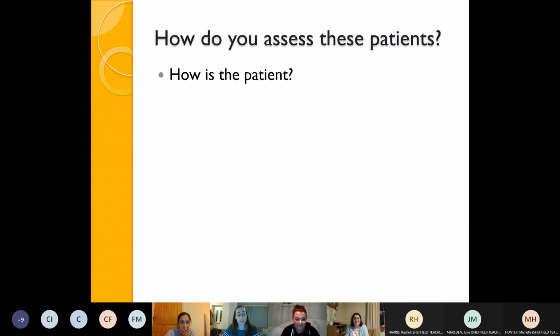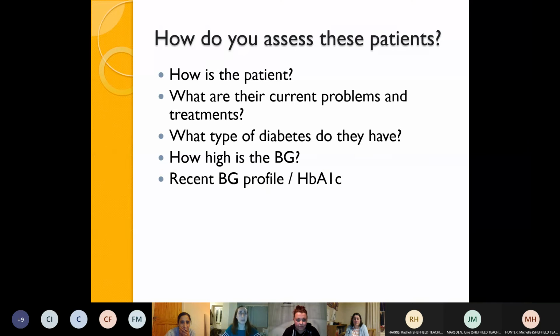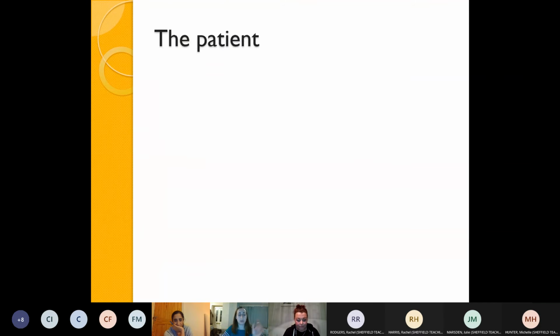So you want to know, how is the patient? What are they actually being treated for? What type of diabetes do they have? How high is the blood glucose? Are we talking a hyperglycemia of 18, or greater than 27.8? Is this a new thing, or is it always like this? What treatment are they on? Sometimes you might want to know, when did they eat? If they just had a bag of Jelly Babies and we've checked it and it's 25, well, yeah, it will be. When is the medication due, and do they have ketones? So we'll break it down.